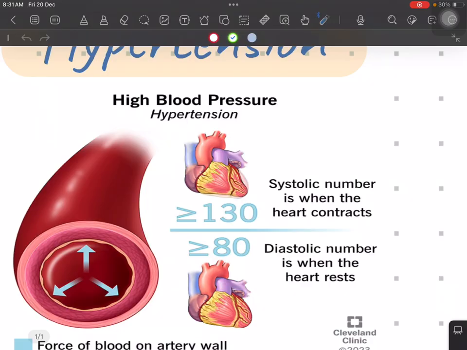Hypertension is diagnosed when blood pressure is measured on 2 different days. The systolic blood pressure reading on both days is higher than or equal to 130 mmHg, and the diastolic blood pressure readings on both days are higher than or equal to 80 mmHg.